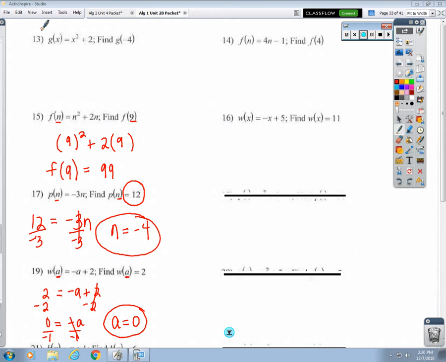Alright, number 13. G of x equals x squared plus 2, so find g of negative 4. So they're asking you to replace what with what? They're asking you to replace the x with a negative 4 in this equation. So x squared plus 2, but instead of x, they've told you to replace x with a negative 4. So g of negative 4, if the input's negative 4, the output is... it's 18.